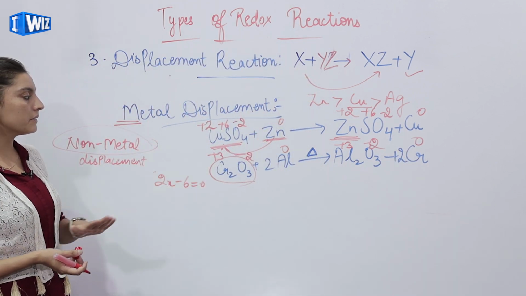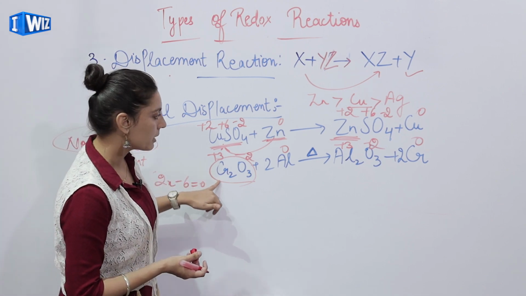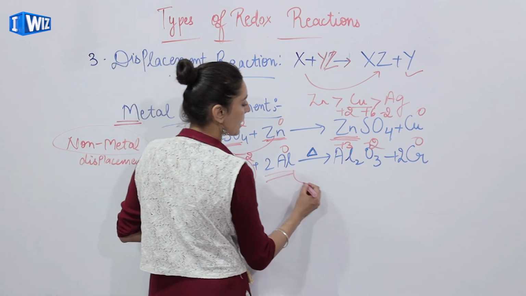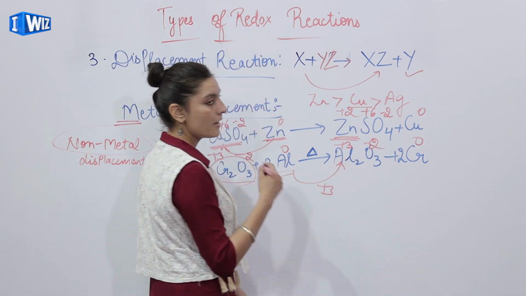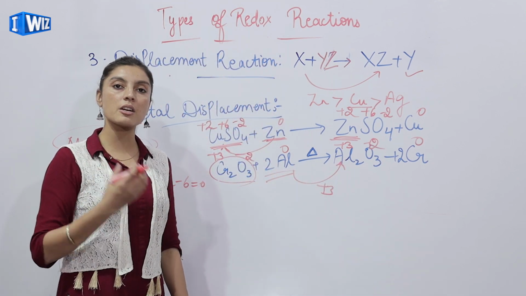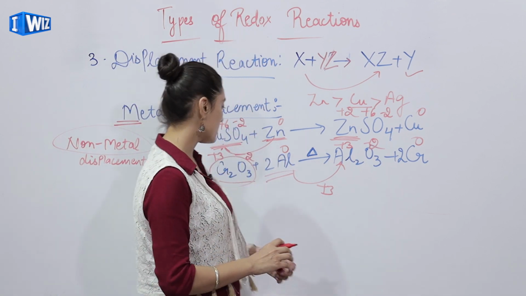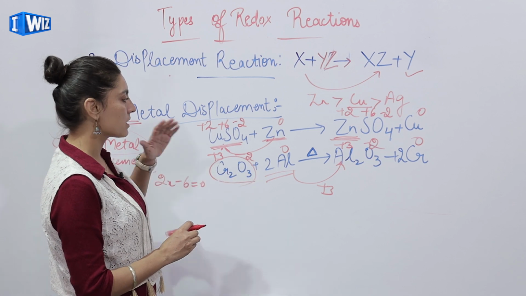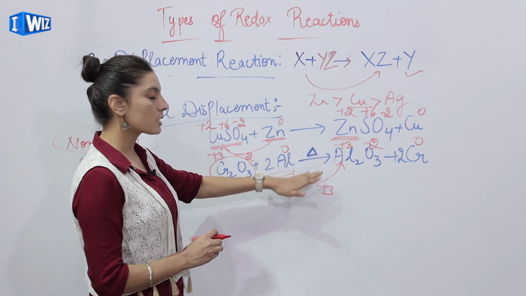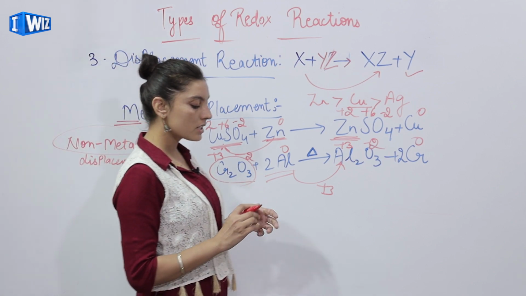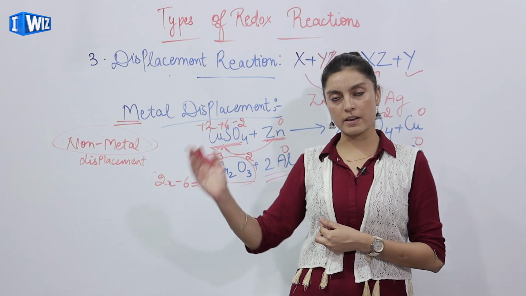So here chromium was displaced by aluminium, because aluminium lost the electrons. We check here plus 3, that oxidation number has increased. Increment in the oxidation number, what does that mean? Oxidation has taken place. So we could say over here that there is a displacement of the chromium by aluminium. Hence there is a displacement of one metal by another metal.